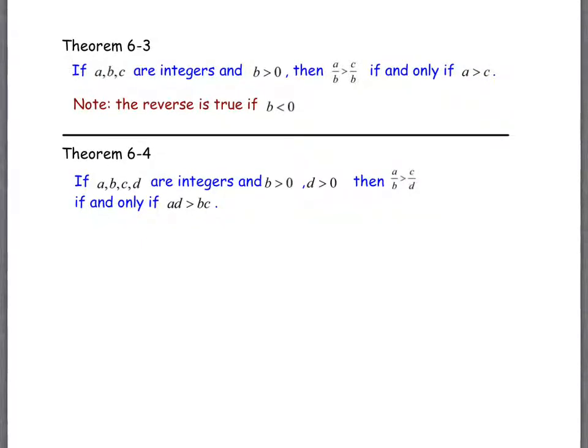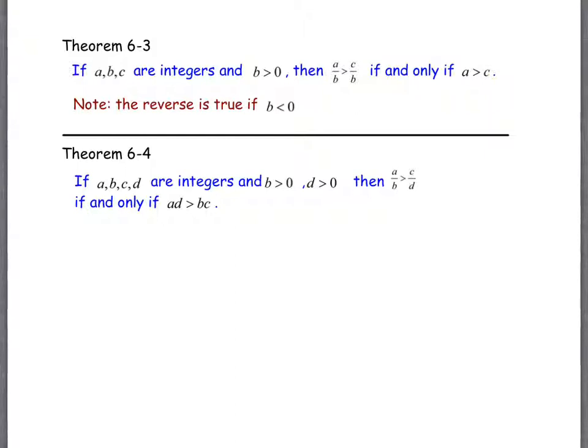Last time we left off talking in section 6.1 about rational numbers, which is what this whole chapter is going to be about. And we left off on Theorem 6.3, and 6.3 and 6.4 are on this slide. So 6.3 talks about how to determine fractions being smaller or greater than another fraction.